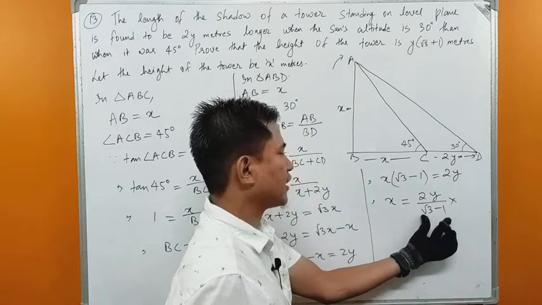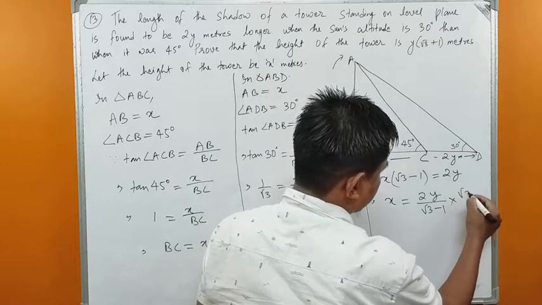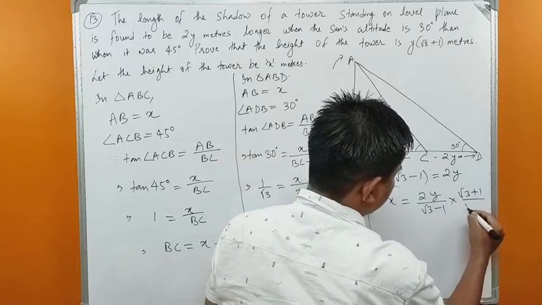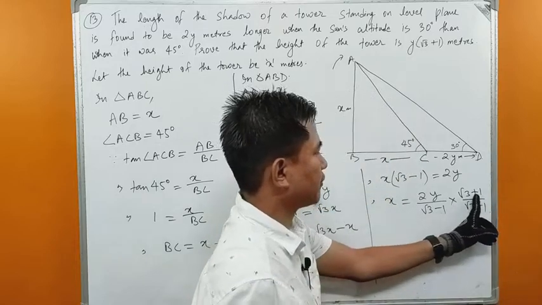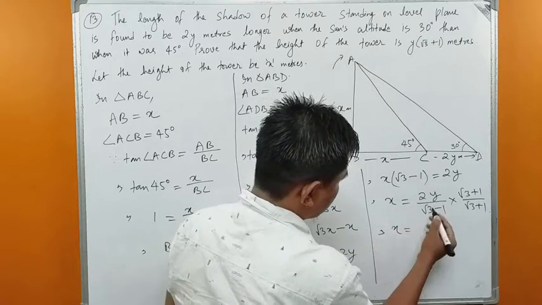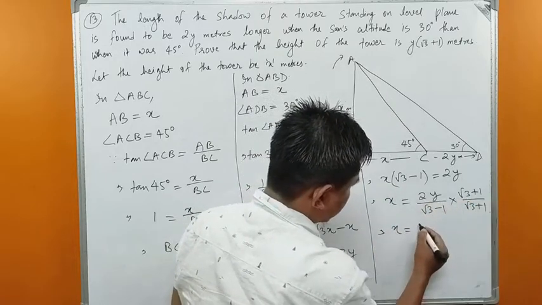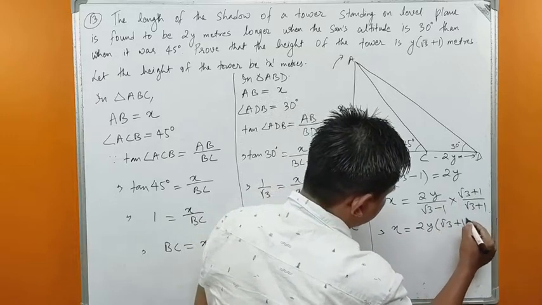Rationalize means if we have a minus sign here, we multiply with plus: root 3 plus 1 upon root 3 plus 1. If we have a plus sign here, we multiply with root 3 minus 1 upon root 3 minus 1. Okay, so x equals 2y into root 3 plus 1, isn't it?